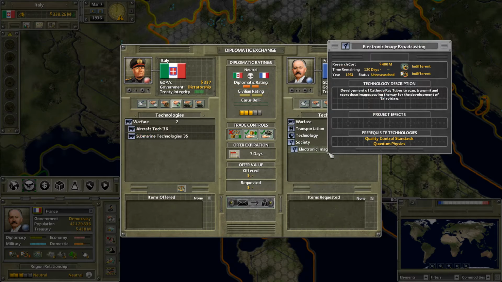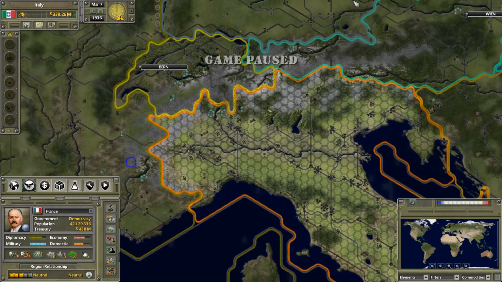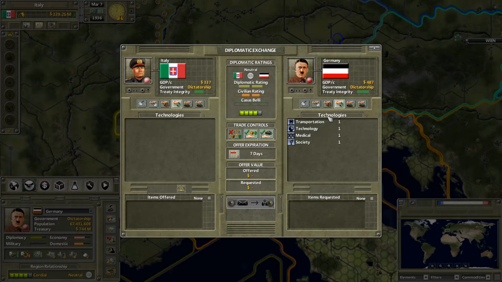Actually, we don't have that much money, do we? So we'll have that. There's still one for... Oh, crap. Okay, maybe we don't take that one then. Not from France anyway. I mean, I suppose what we could do is try to buy some technology from Germany, because I'm pretty sure that they will offer a better price.